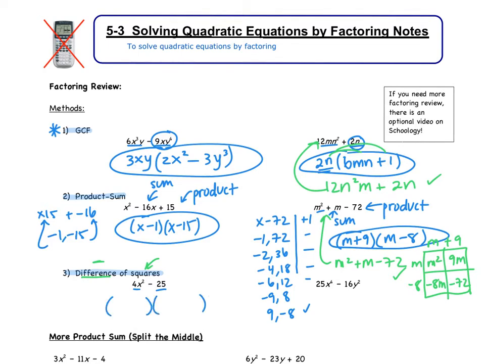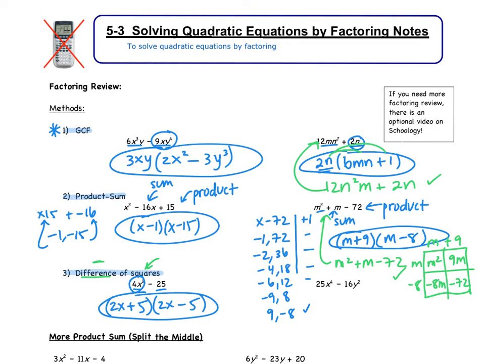So the way that we get 4 is 2 times 2. The way we get 25 is 5 times 5. That 4x squared is really 2x times 2x. And then, to get a negative 25, we have 1 positive 5 and 1 negative 5. Again, that is our answer. If we wanted to check our answer, we could multiply it out, similar to what we did on the previous problem, either foiling or using the box, and we should end up where we started.